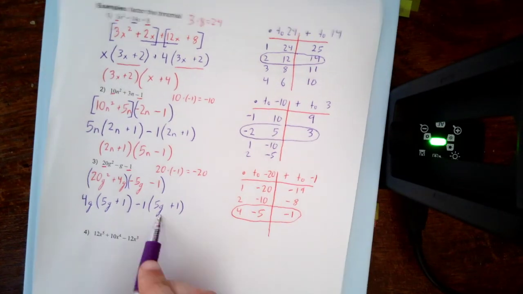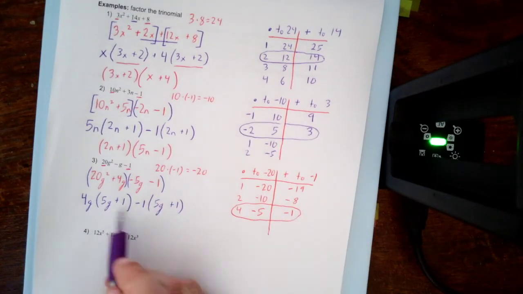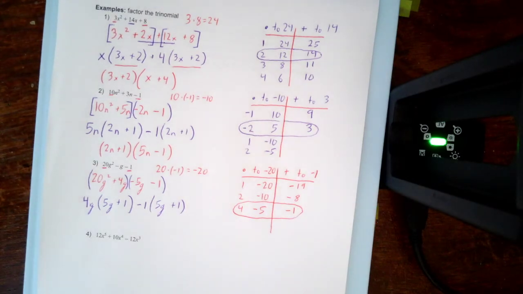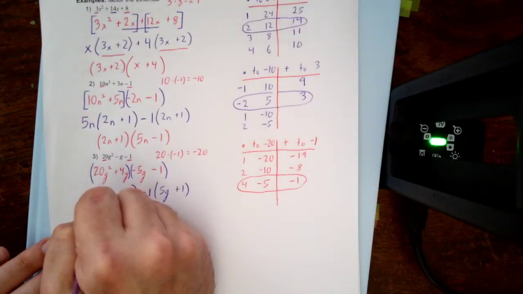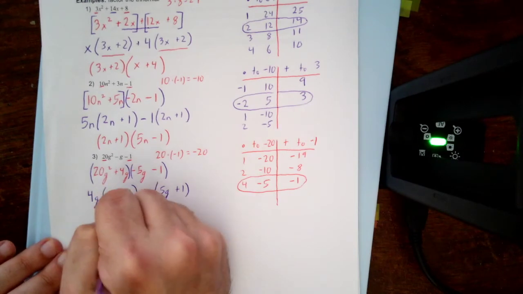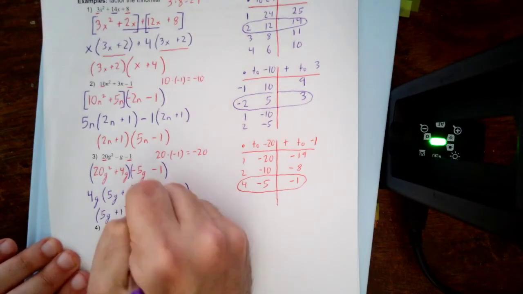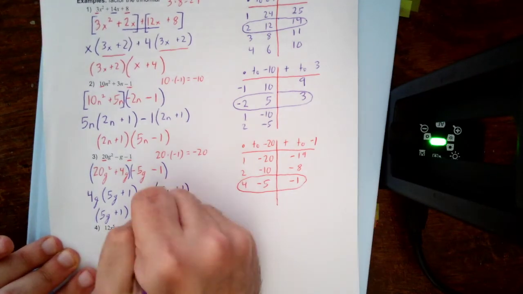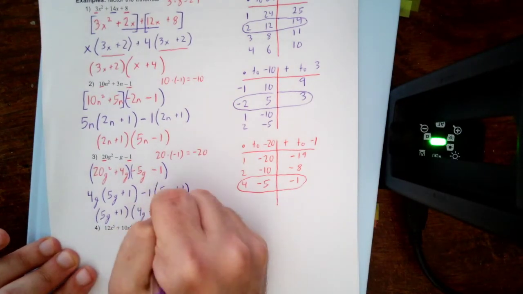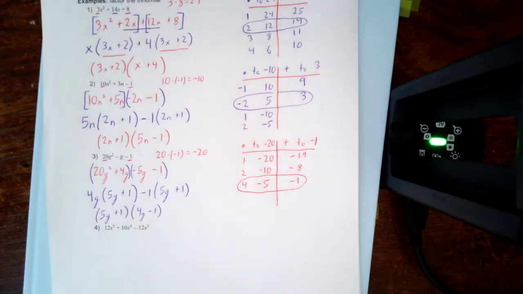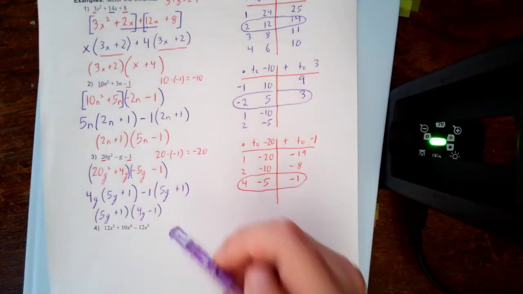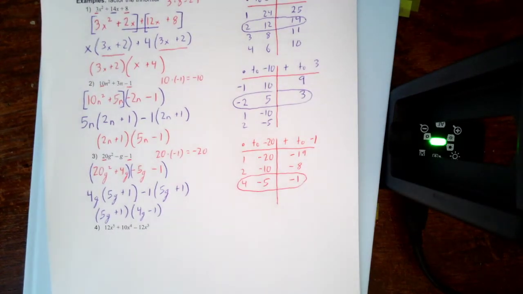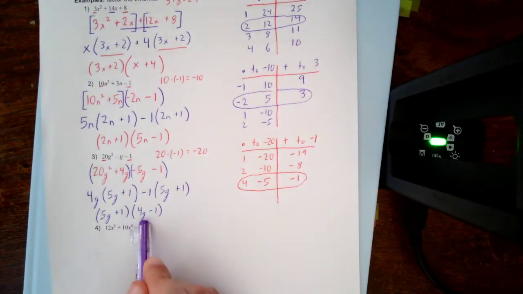So our common group was 5g plus 1. So just as before, we'll bring the 5g plus 1 out front, which will leave me with 4g minus 1. And there, we factored our groups just as we did in the other examples, right? 5g plus 1 and 4g minus 1.